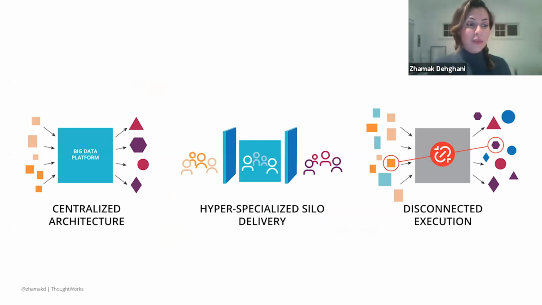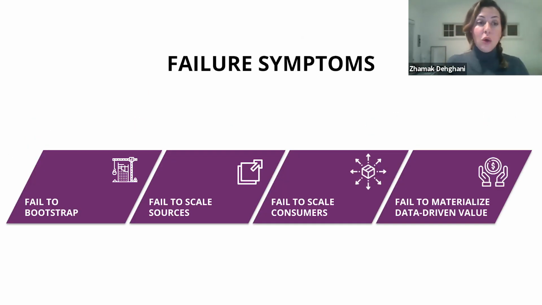So for decades, we've been building big data platforms based on centralized architecture by a group of hyper-specialized, siloed people through disconnected execution. And no wonder that we are struggling. No wonder these are the failure symptoms that we kept seeing with our clients. Either they have difficulty bootstrapping, building such a large platform, or, once they pass that stage, difficulty scaling, and ultimately difficulty materializing any value out of it. I mean, of course, not any value, but value at scale, differentiating value.